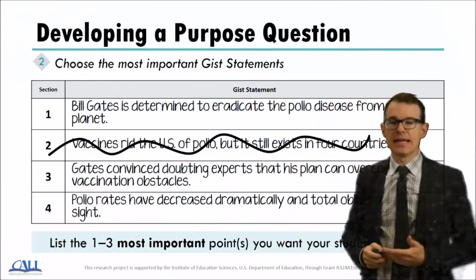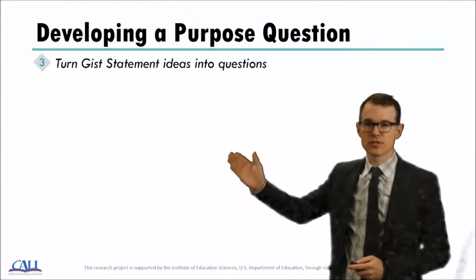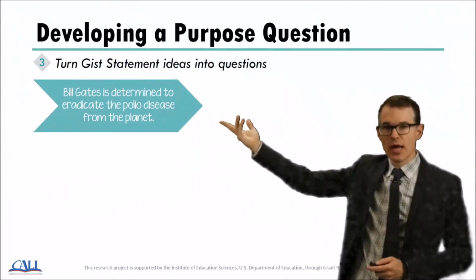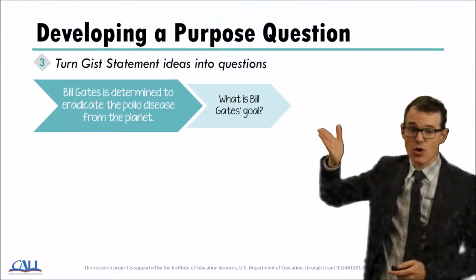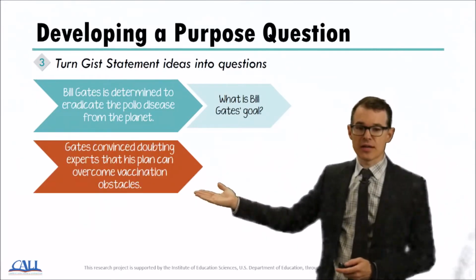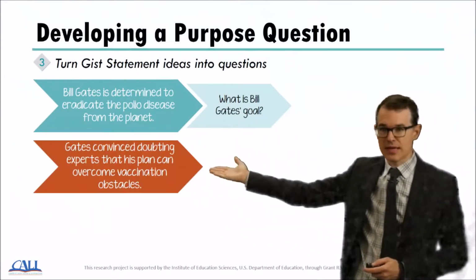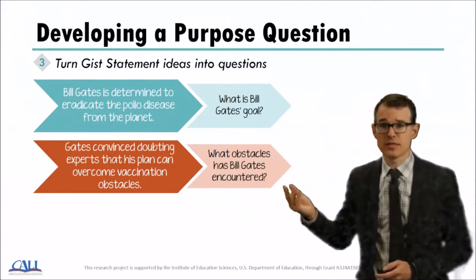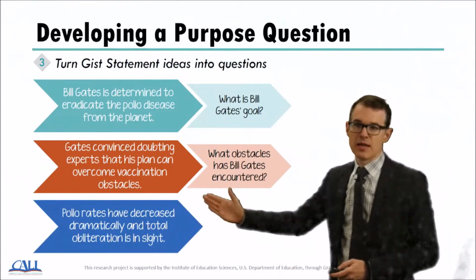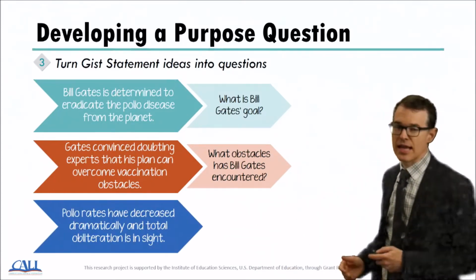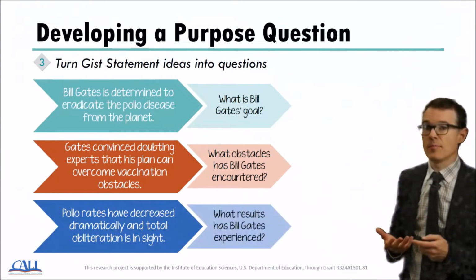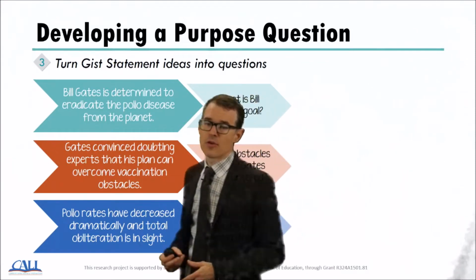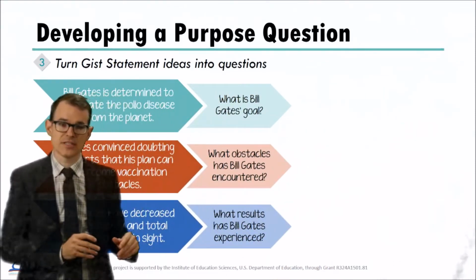We've taken those 3. Now let's take those and turn them into individual questions. So he's determined to eradicate the polio disease from the planet. Okay, so how do we turn that into a question? Well, one question is, what's his goal? Second, he convinced these doubting experts, but they didn't want to do it originally. So here we have, what obstacles has he encountered? What are the things that have been difficult for him? And finally, the polio rates have decreased dramatically, and what question could we come up with from that? Well, what has happened as a result of this movement to eradicate polio? Those are the questions that we came up with based on our gist statements, okay?